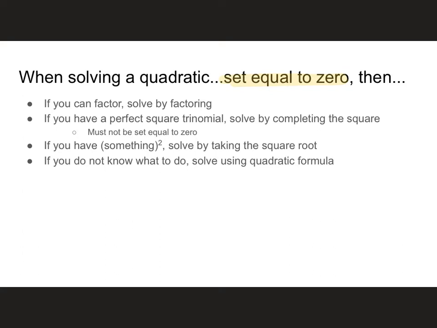If you have a perfect square trinomial, you can try to solve this by completing the square, but I don't know if you want to necessarily do that all the time. If you have it in the form something squared, you can solve using square roots. But if all else fails, we're going to use the quadratic formula. And if you remember, the quadratic formula is x is equal to the opposite of b plus or minus the square root of b squared minus 4ac all over 2a.